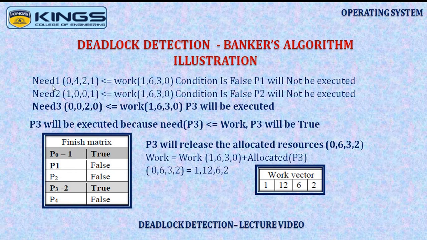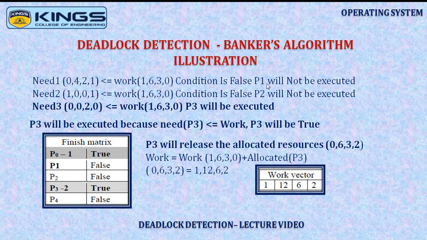Now the need matrix entry for process 1 is 0, 4, 2 and 1. Now the condition is being checked whether the need 0, 4, 2 and 1 is less than or equal to 1, 6, 3, 0. 0 less than 1, yes. 4 less than 6, yes. 2 less than 3, yes. But 1 is not less than 0, so the D resource is not satisfied. There is no availability of resources in the work vector when you compare it with the need matrix requirement of process 1, and hence the condition is failing.